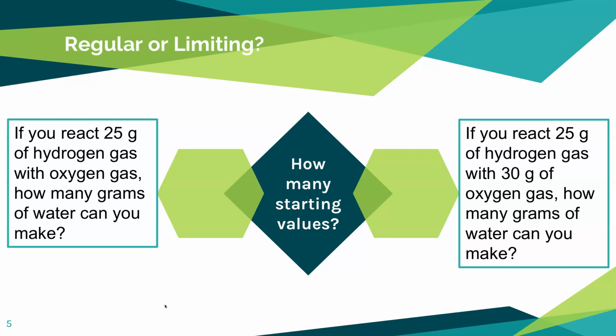If you react 25 grams of hydrogen gas with oxygen gas, how many grams of water can you make? We are only given one starting value on the left-hand problem. On the right-hand problem, if you react 25 grams of hydrogen gas with 30 grams of oxygen gas, how many grams of water can you make? So, how many starting values? We have two. So we can realize that the question on the left is going to be a regular stoichiometry problem, and the question on the right is going to require limiting reagent. Any questions so far?